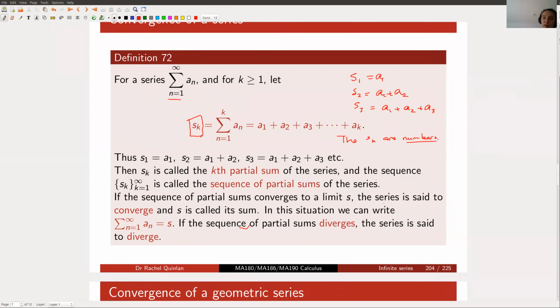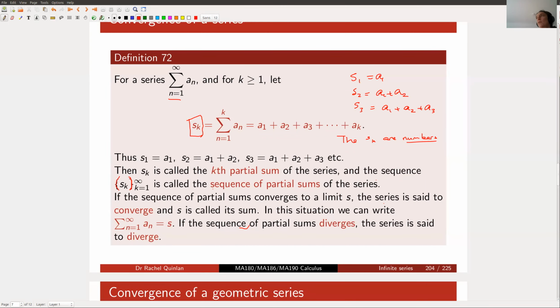And then the sequence of all the s_k, that should be round brackets, not curly ones, sorry, because they're in order. The sequence of all the s_k is called the sequence of partial sums of the series. So basically, you can think of the terms of the sequence of partial sums as running totals if you attempt to calculate the infinite series by adding up all the terms from the first one onwards. The running total at each step gives the terms of the sequence of partial sums.